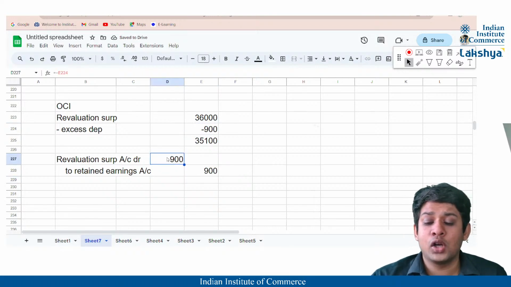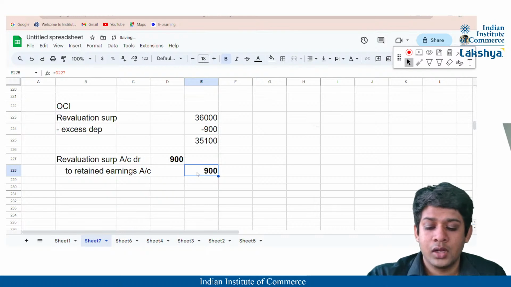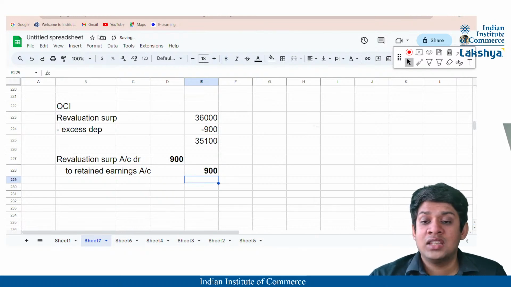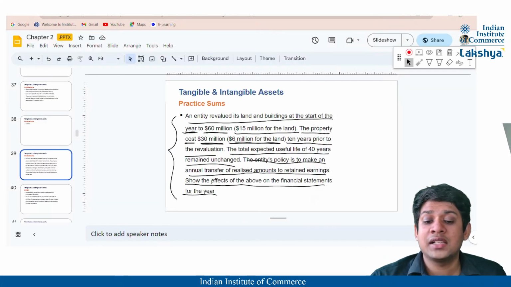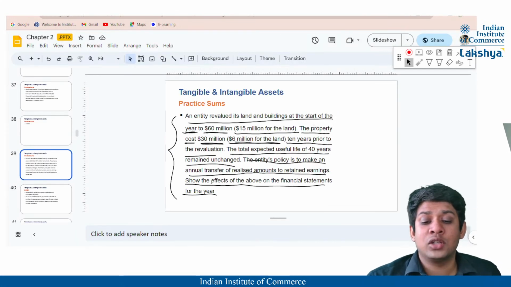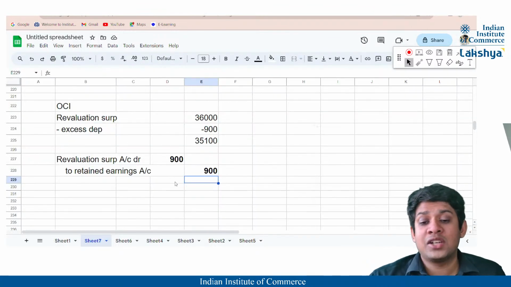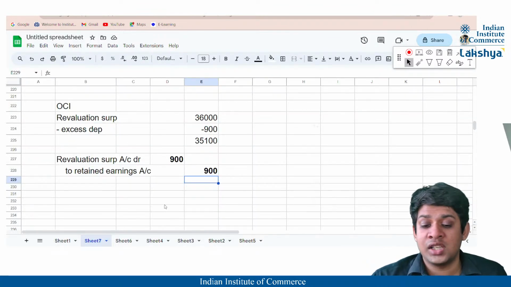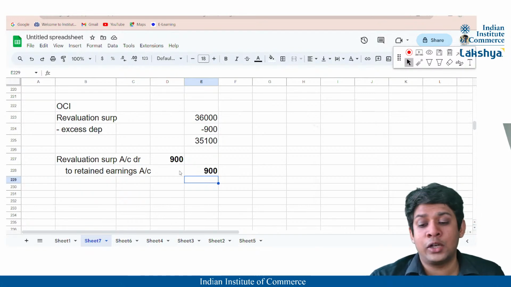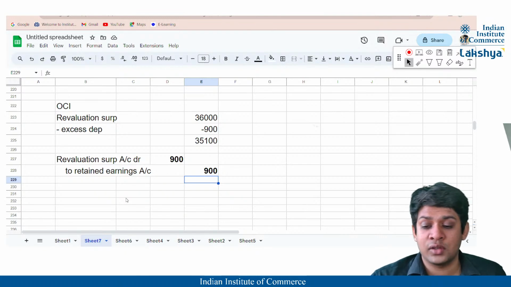Right? I will add it back because I charged higher depreciation solely because of my revaluation surplus. Correct? So this will be stated back. This is the calculation that you're supposed to do only when it is the entity's policy to actually make a transfer of the realized amounts to the retained earnings. They will mention in the question that it is the entity's policy to do so. Then and only then you'll make this adjustment. Otherwise, you're not required to make any adjustments for this transfer.